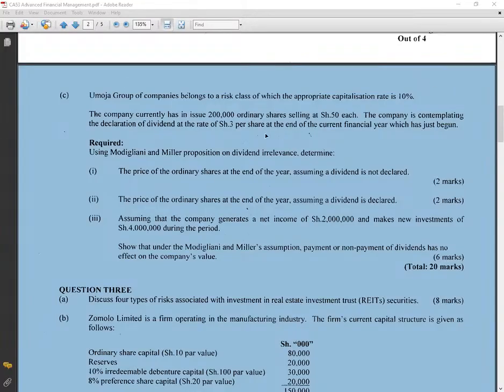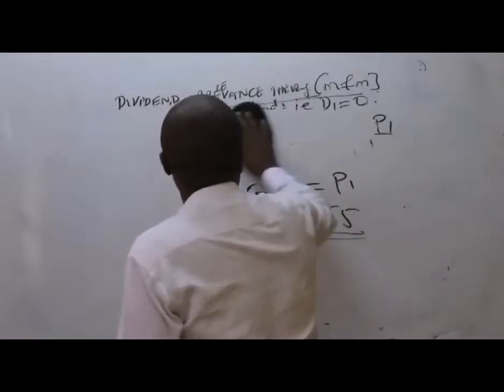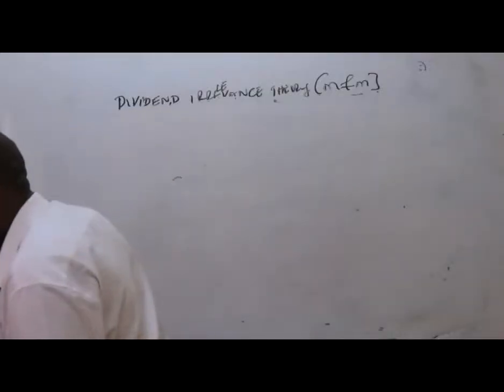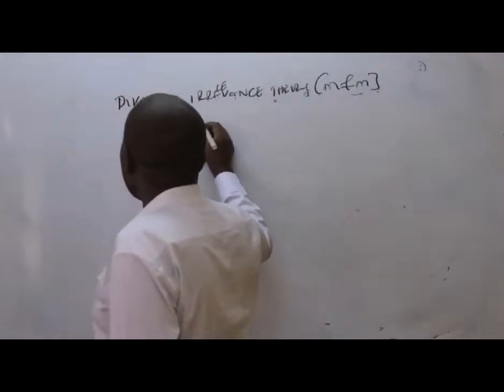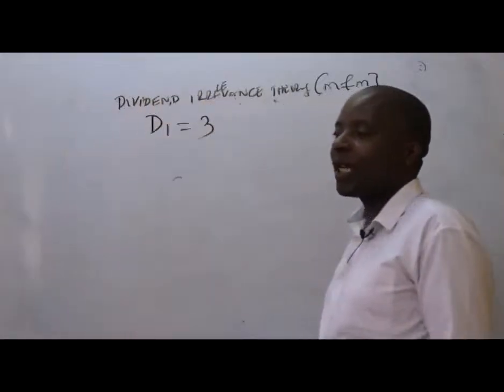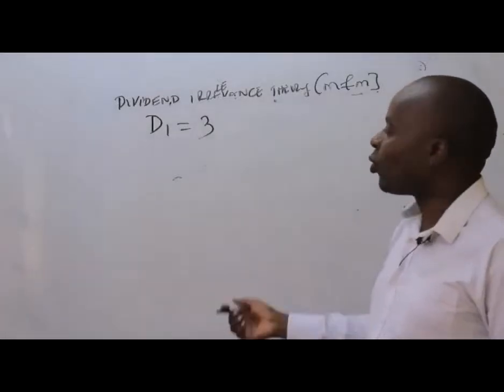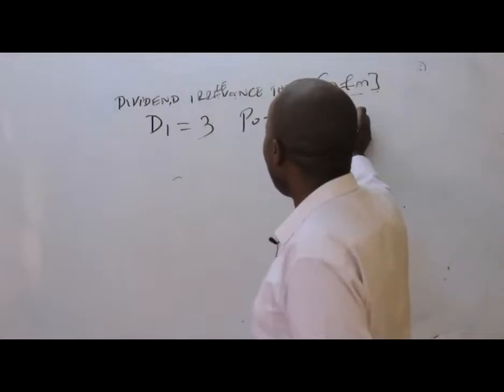But a dividend of how much? Remember, the dividend declaration we are contemplating is 3. So, ladies and gentlemen, that is quite an easy thing to do. What I need to do here is give them D1. If we declare the dividend, we can't declare any other thing apart from 3. And then, of course, the other factors will remain the same. P0 will be 50. P1 is what we are looking for.